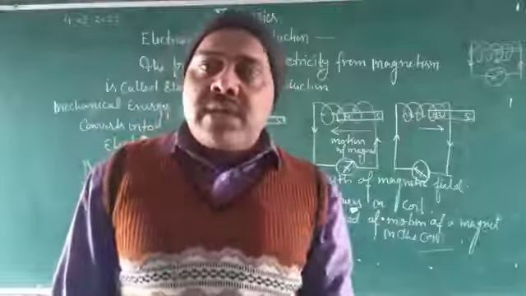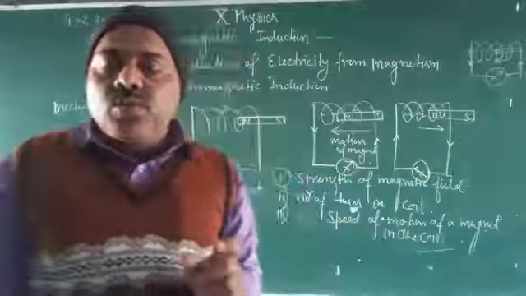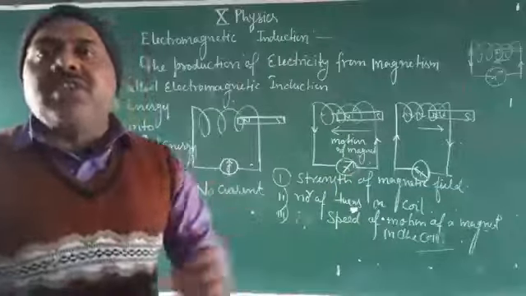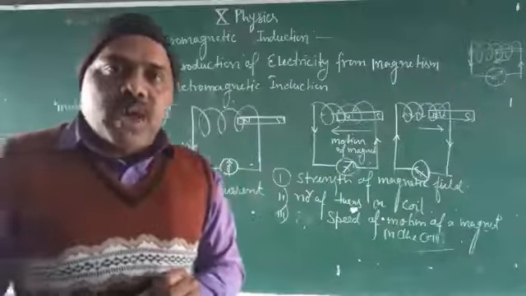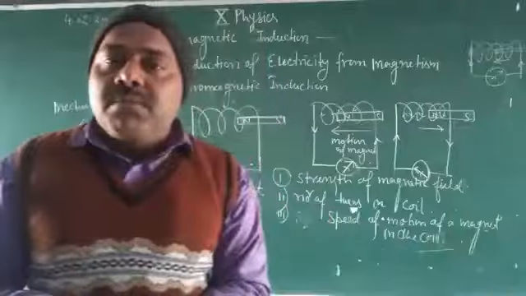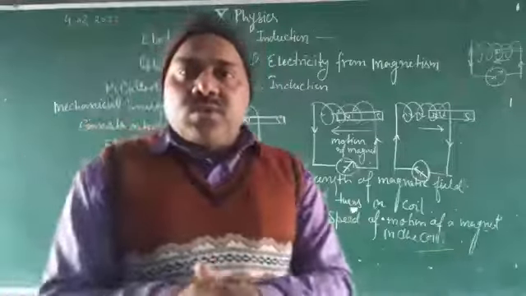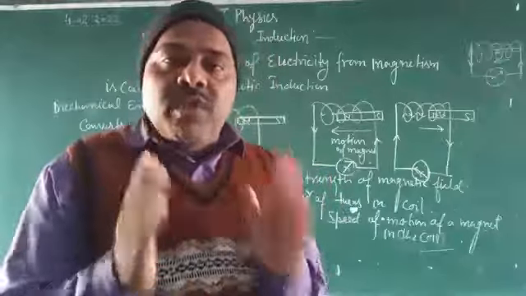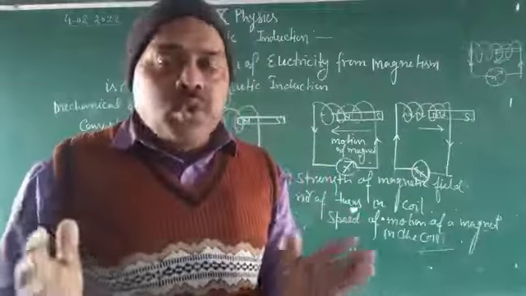So we can say that the galvanometer is the instrument which is used to detect the presence of current. Okay, and we can measure the amount of current with the help of an ammeter, which is always connected in series due to its low resistance.